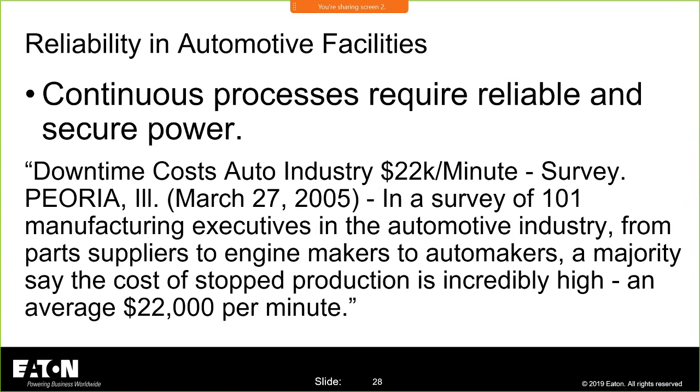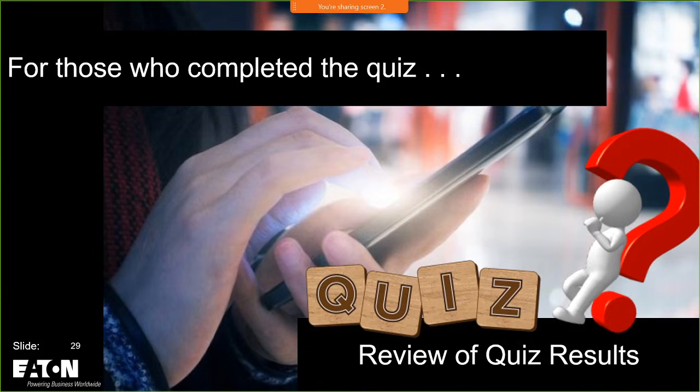Now, the other automotive facilities: $22,000 a minute, based on a survey done in 2005. And that's a lot of money a minute. So you're going to want to worry about reliability with regard to the power distribution system. It's about keeping the facility running when things go wrong in the system.